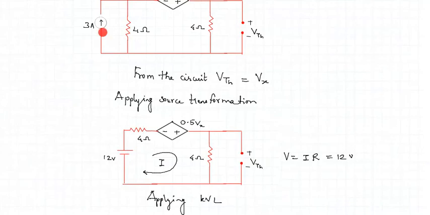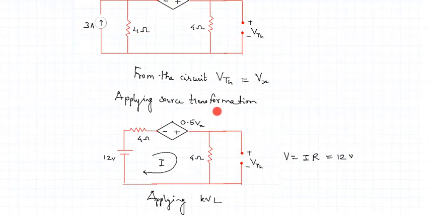So this 3 ampere current source is converted into a voltage source of 12 volts. The voltage is calculated simply by applying Ohm's law, which is I into R. So 3 into 4 gives us 12 volts, and the parallel resistance now appears in series. With this source transformation, we observe that the circuit simply reduces to a single loop. So we can apply KVL.